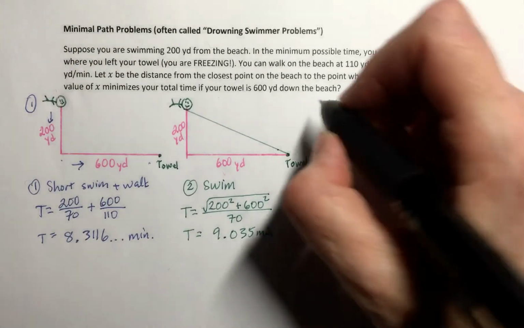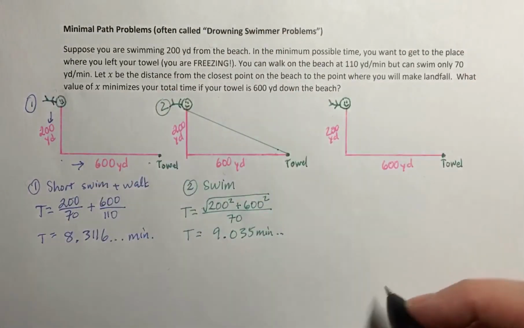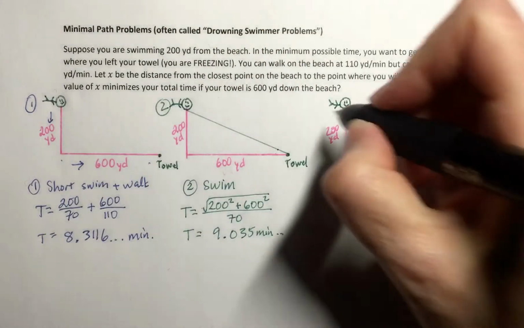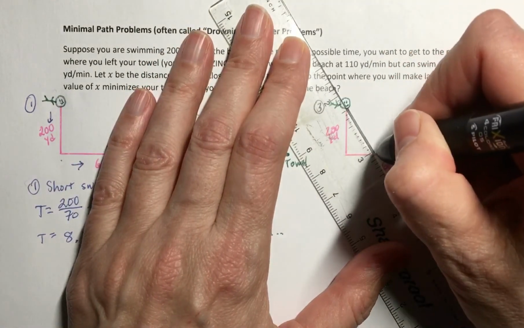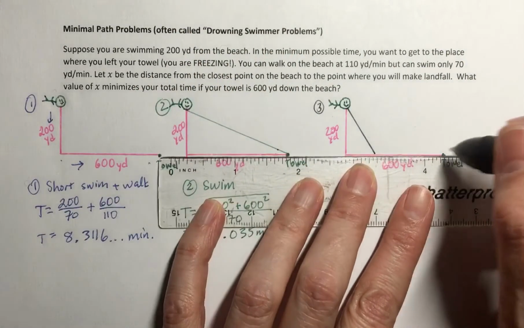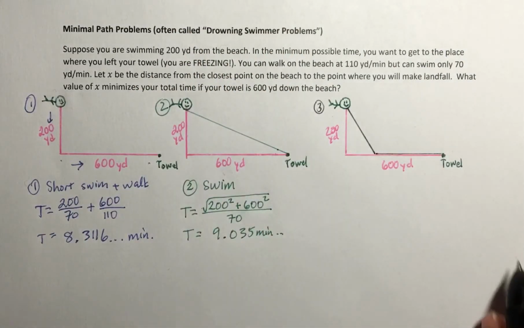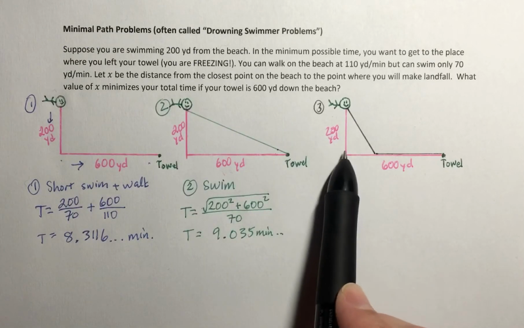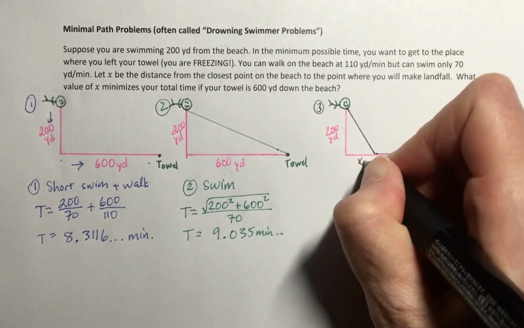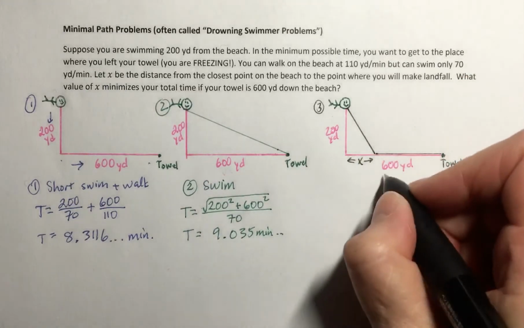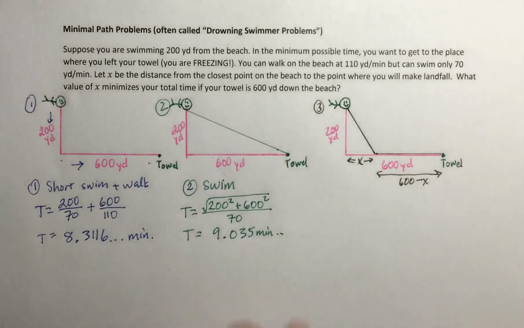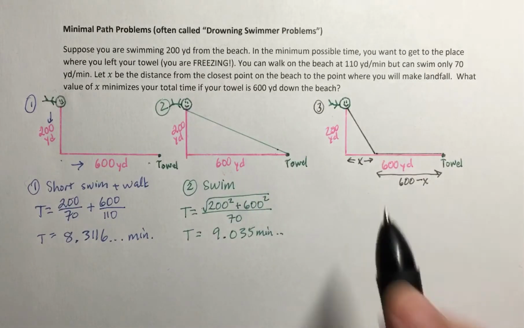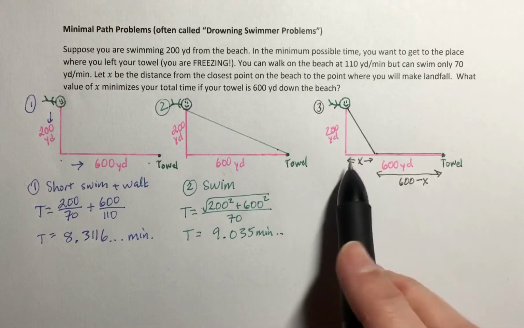So the third option is the what-if-there's-something-in-between option. The third option would be to swim some distance down the beach and then walk the rest of the way. And that's where this x is coming in. Let x be the distance from the closest point on the beach to where you make landfall. So this is our x right here, which means that your walking distance would be 600 minus x. So if you went 100 yards down the beach, you would walk 500 yards, obviously. So this third option is some sort of combo.